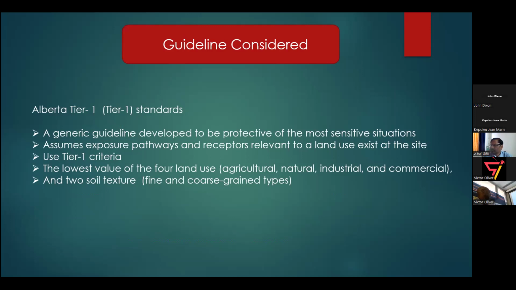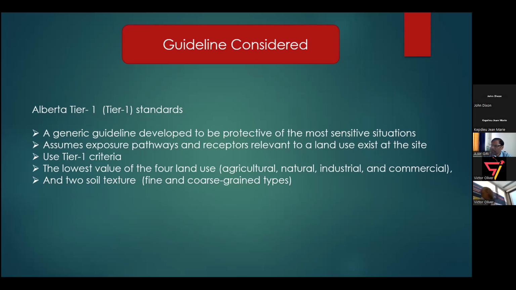And usually it's the lowest value of the four land uses, a lot of times, that we try to consider. So those are the typical land uses we have. We have agricultural, natural, which tend to be the most sensitive, and the least sensitive will be industrial. And the criteria also take into consideration two types of soils, fine and coarse grain.